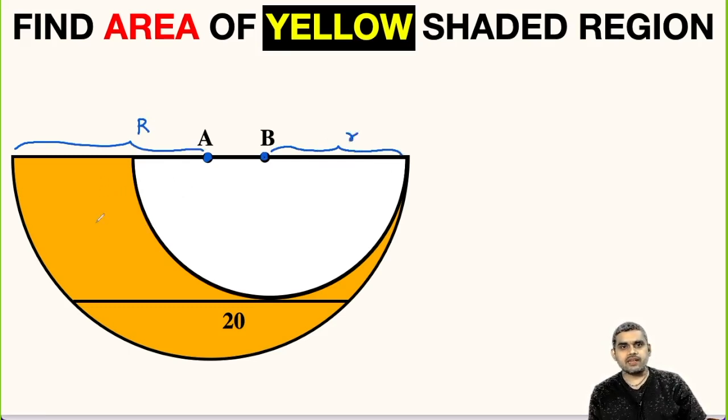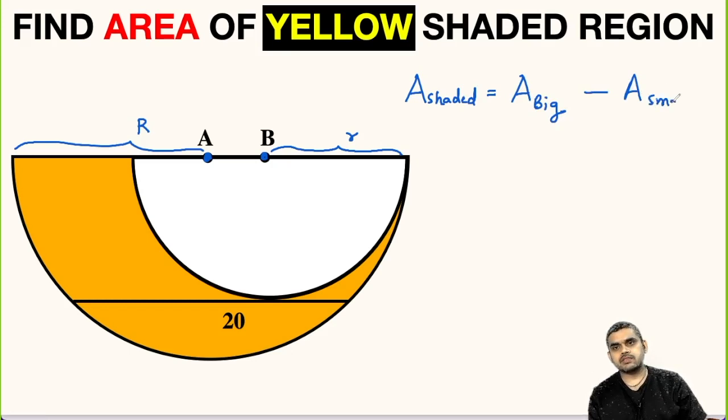Now how can we find the area of this shaded region? So we can write area of shaded region is equal to area of this big semicircle minus area of this smaller semicircle. So what is the formula for area of semicircle? It is pi times radius squared divided by 2. Likewise, for the smaller semicircle, it is pi times small r squared upon 2.